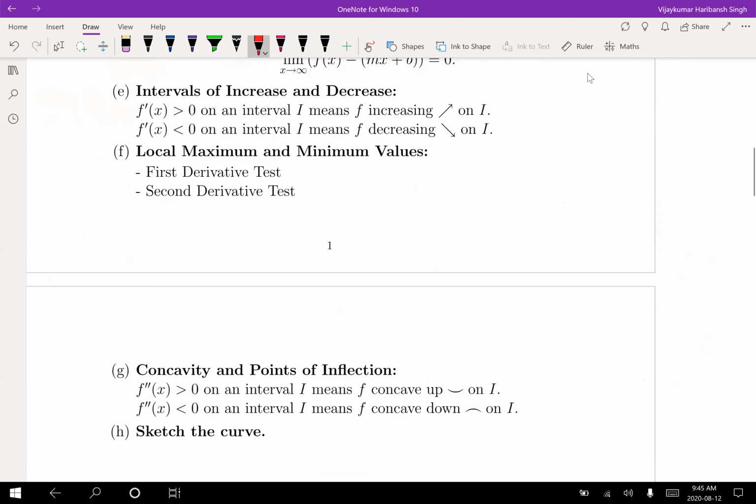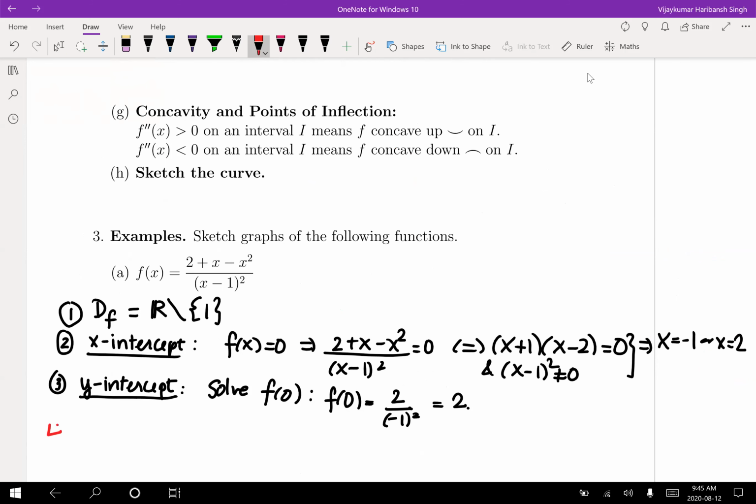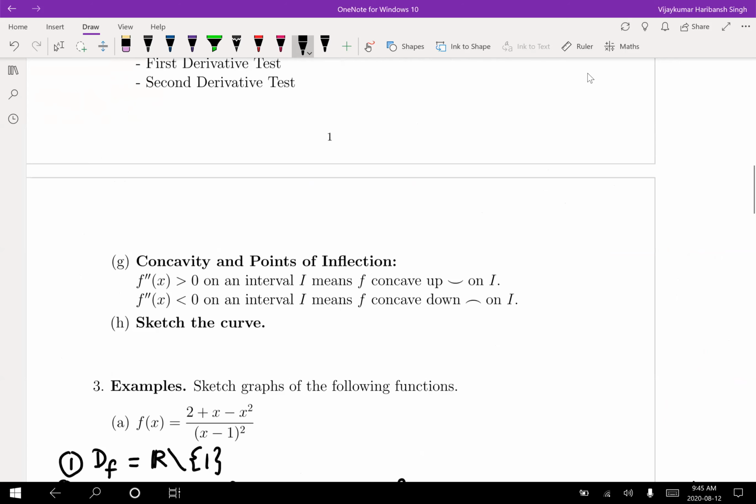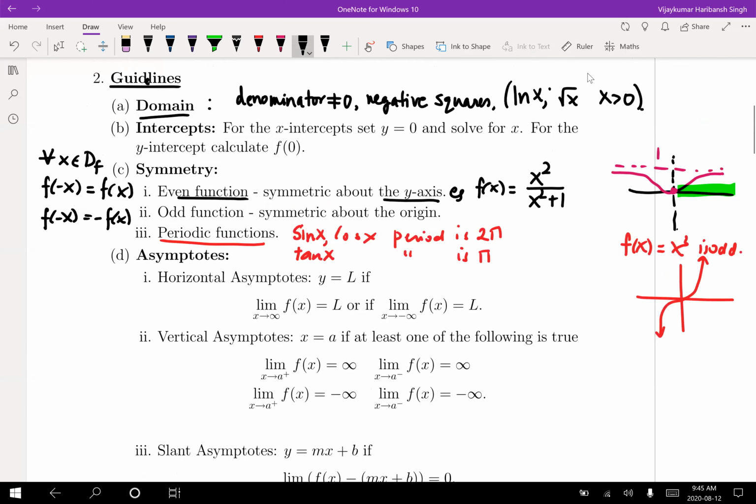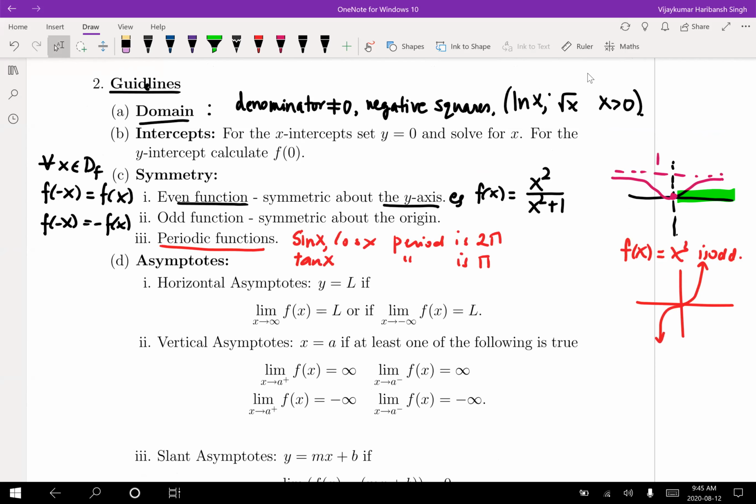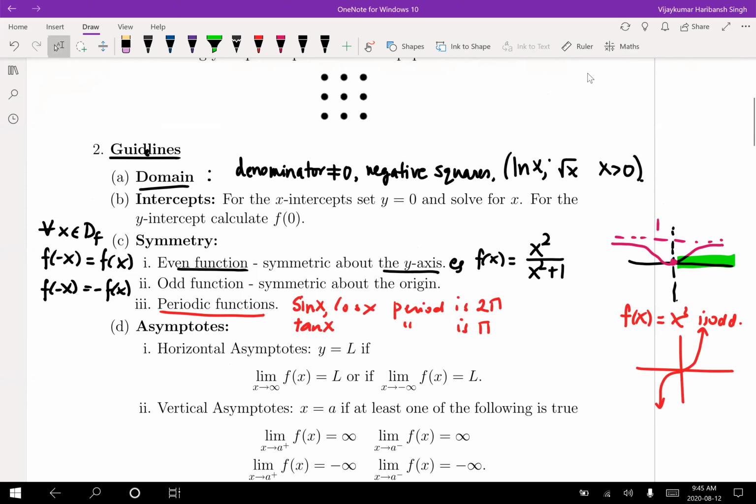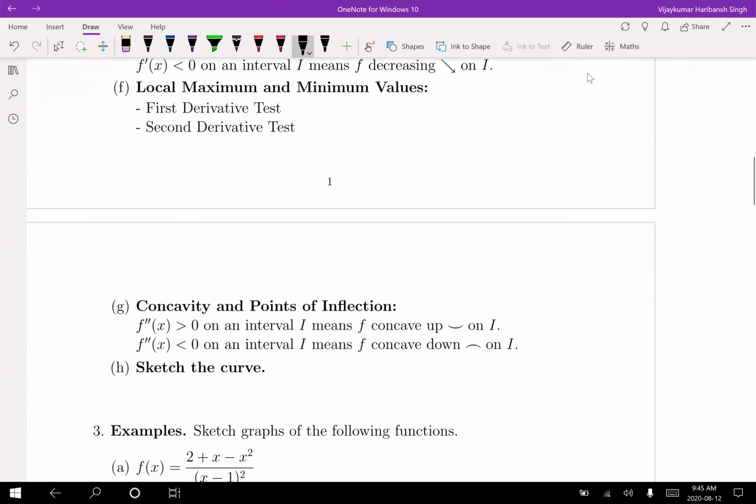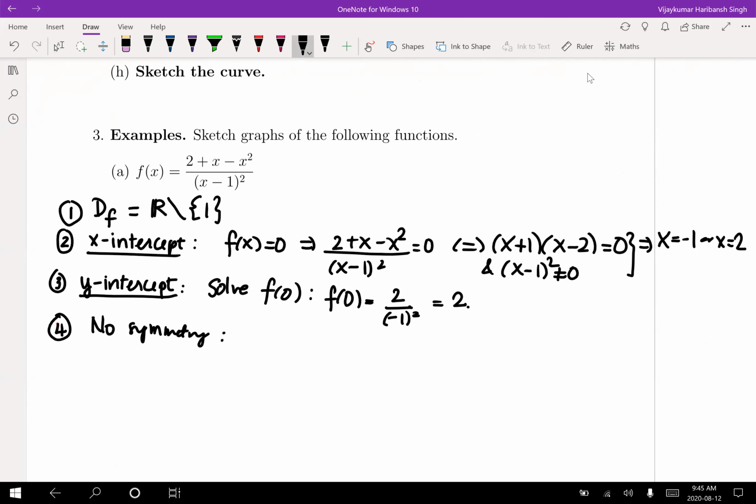Now in this case, there is no symmetry, right? Why is that? Because of the domain. The domain is in such a way that there's no symmetry. So no symmetry, because f of minus 1 is defined, but f of 1 is not defined, right? So clearly none of these will apply. So we have no symmetry because of the domain of the function.